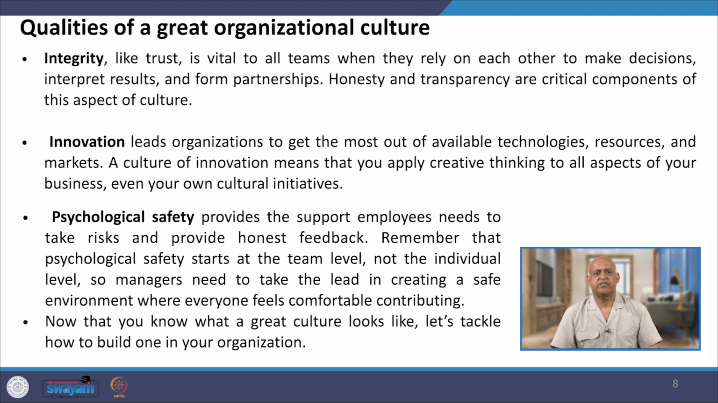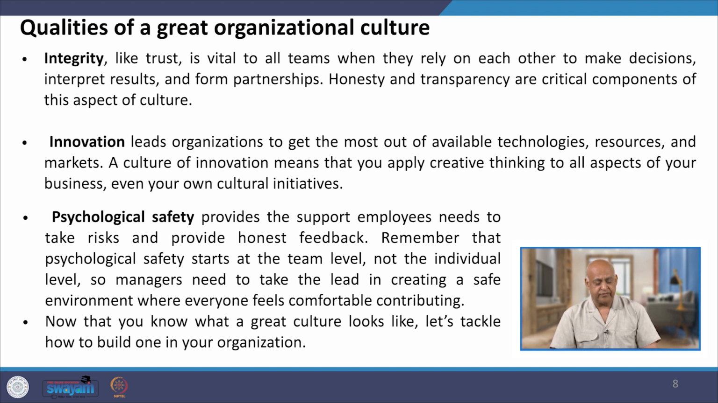Innovation leads the organization to get the most out of available technologies, resources and markets. A culture of innovation means that you apply creative thinking to all aspects of your business, even your own cultural initiatives. Psychological safety provides the support employees need to take risks and provide honest feedback. Remember that psychological safety starts at the team level, not the individual level.